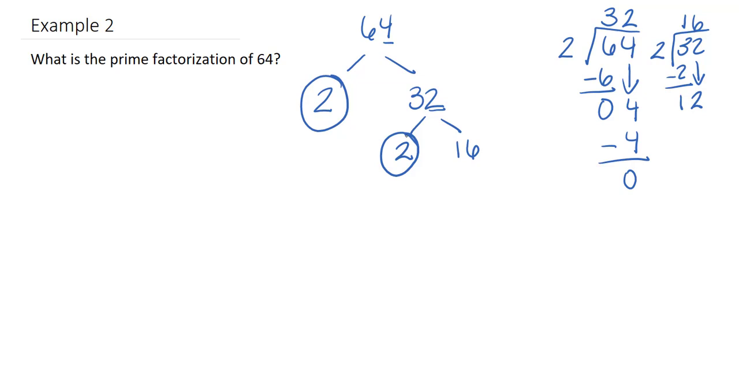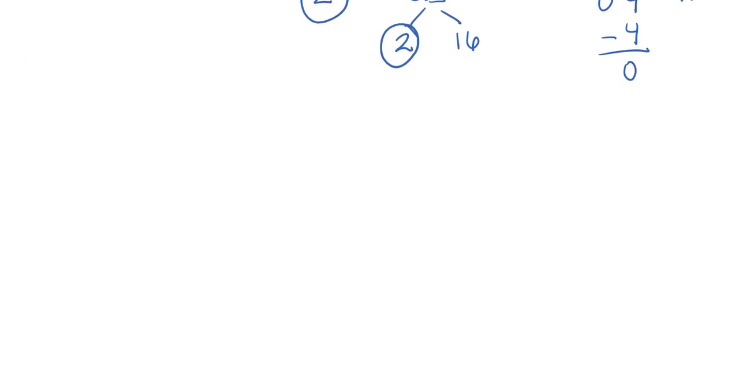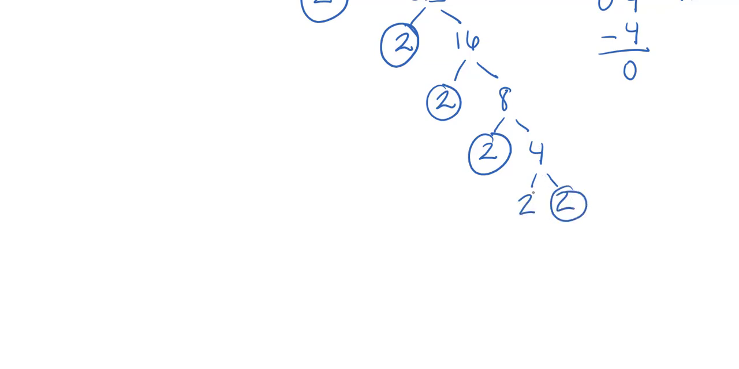And now we just need to break down 16, which we actually just did in the last example. So we know this can be broken down into 2 and 8 because 16 could be divided by 2 because it's even again. But 8 is not a prime number, so we need to keep breaking this down. So 8 divided by 2 is 4. So now we have 4, which needs to be broken down: 4 divided by 2 is 2.